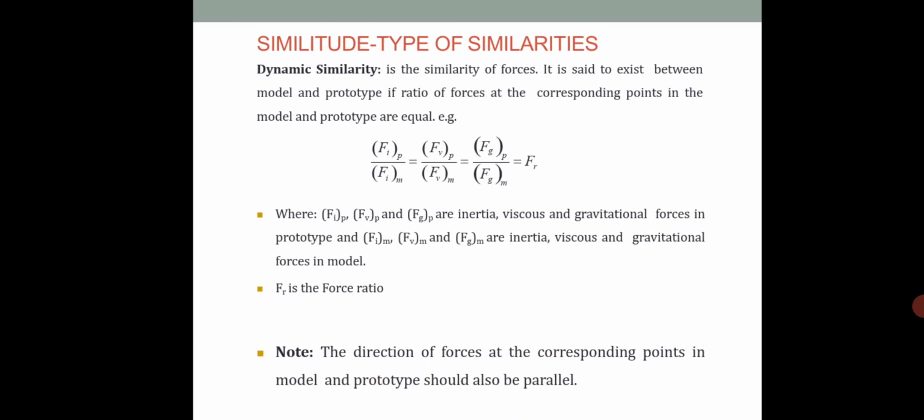The next one is dynamic similarity. What is it? It is a similarity of forces. It is said to exist between the model and prototype if the ratios of forces at the corresponding points in the model and the prototype are equal. We can take FIP, FVP and FGP as the inertia, viscous and gravitational forces in the prototype, and the force ratio is constant. The directions of forces in the model and the prototype should be parallel.